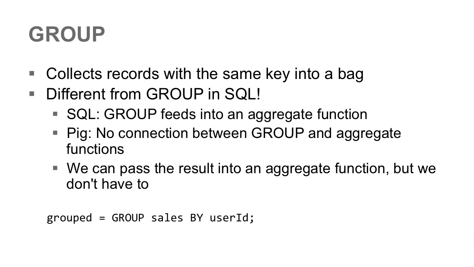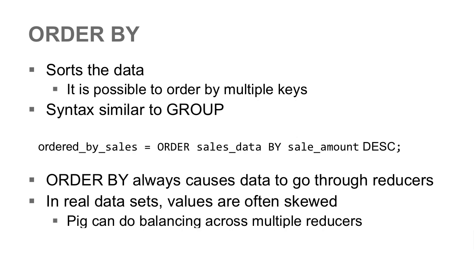And after that, there will be all the sales with that user ID. Order by is going to sort the data. You can sort by using multiple keys. Syntax is quite similar to group. In this example, we will take our sales data and order them by sale amount in descending order. When we are executing order by, this will always cause data to go through reducers.